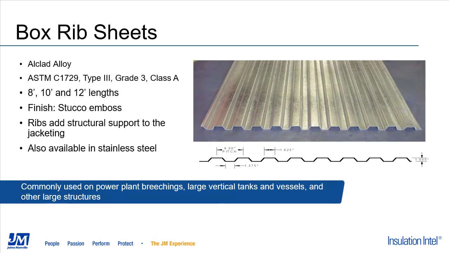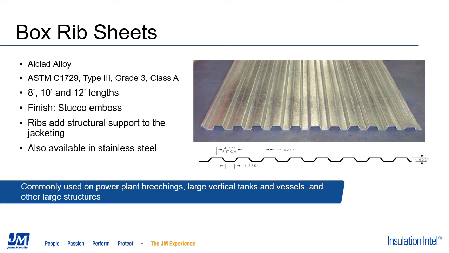The next product line is our box rib sheets. These are our standard metal jacketing, cut to length and with a square wave pattern pressed into it. These are available in primarily aluminum and specifically alclad alloy aluminum, which offers very good corrosion resistance. Type 3 or 4 stainless is also available, but rarely ordered. The exterior surface is unpainted, so it has the natural emittance of the metal alloy used.